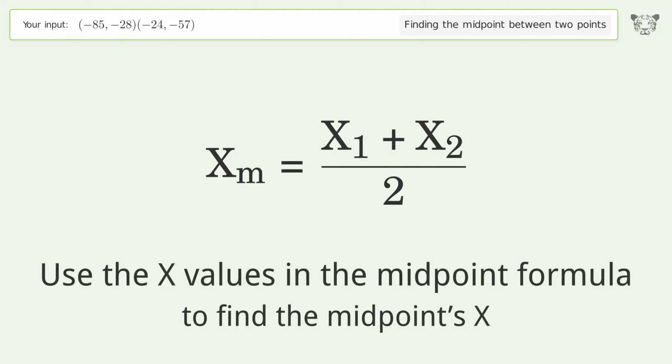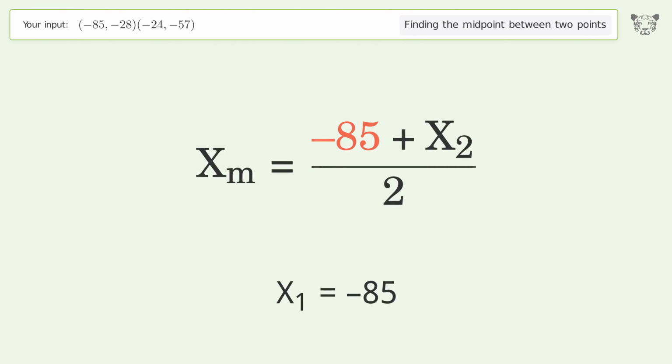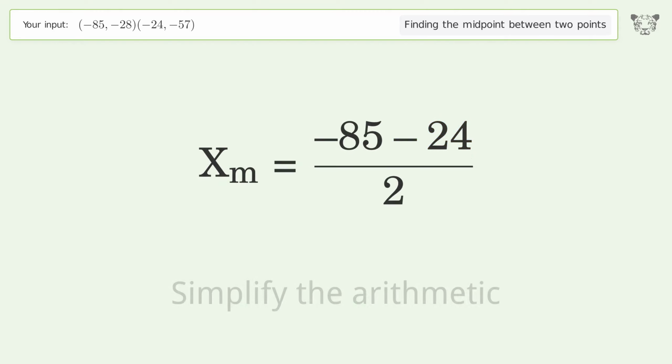Use the x values in the midpoint formula to find the midpoint's x. x1 equals -85. x2 equals -24. Simplify the arithmetic.